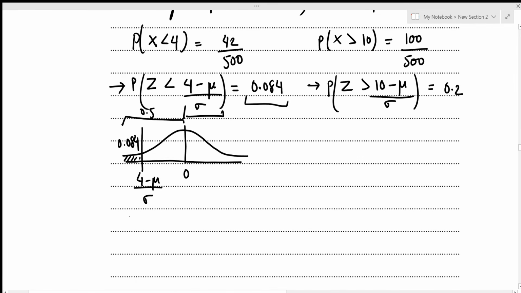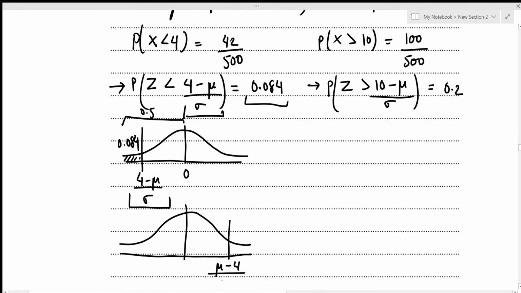Alright, we can just flip this probability using the symmetricity property. So if this side has a value of (4 minus mu) by sigma, then this side is going to have the value of (mu minus 4) by sigma, because these are going to have opposite signs. And then the probability greater than this value is going to be 0.084, which means that the probability less than this value of (mu minus 4) divided by sigma is going to be 1 minus 0.084, which is 0.916.